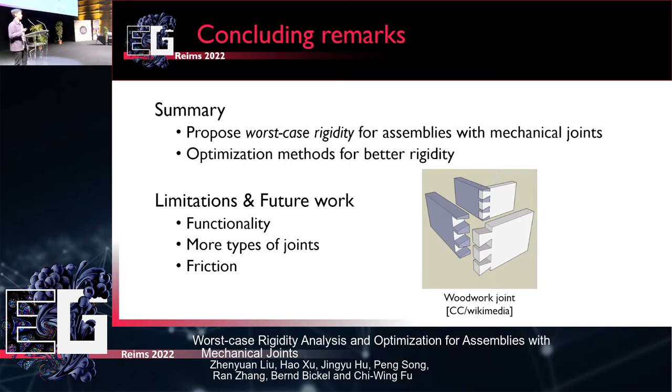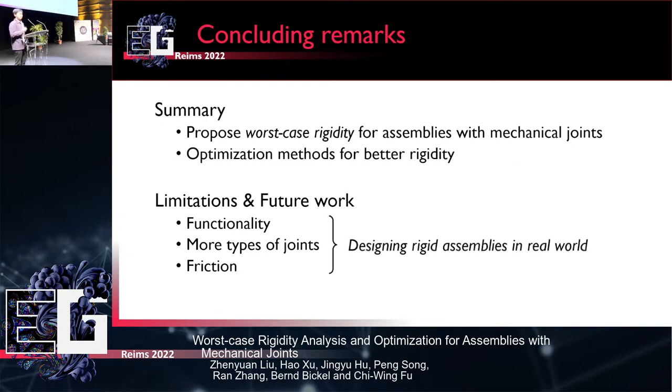And the third thing is friction. In our work, we didn't consider friction, and it would also be a really promising future work direction to consider the friction between two parts. Okay, so I believe if we can accomplish these three small tasks, that would be a huge step forward towards designing rigid assembly structures to be deployed in the real world.